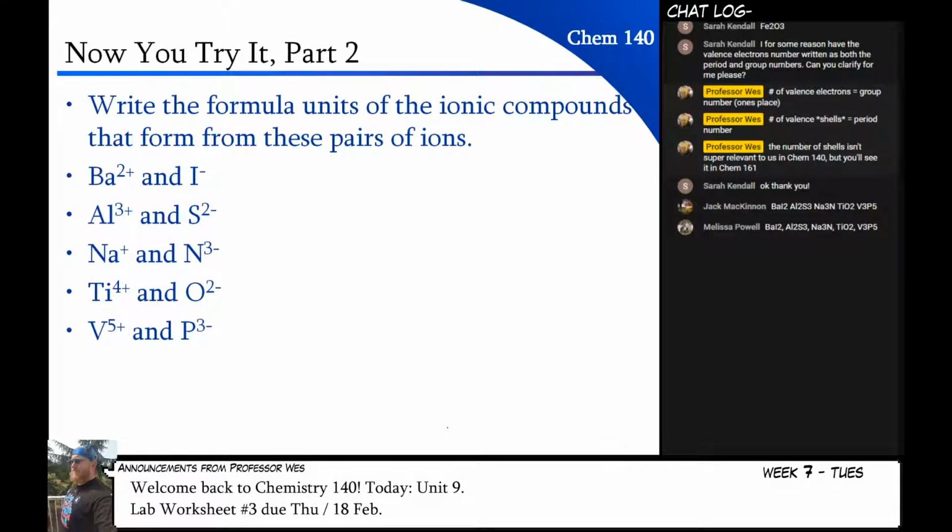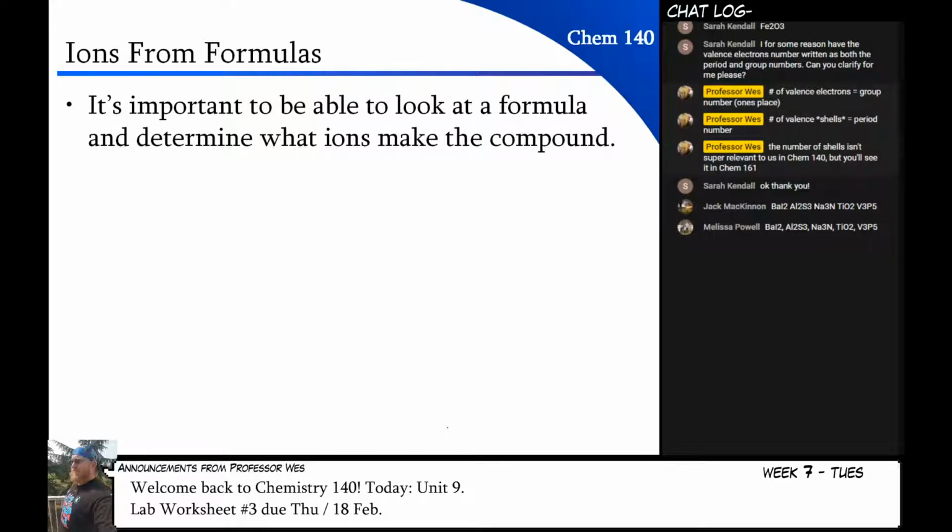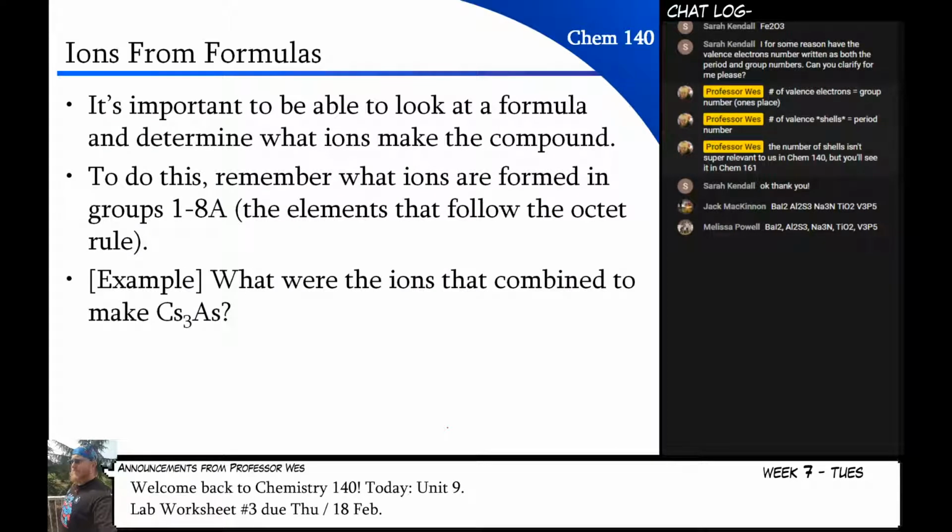Now that we know how to turn ions into a formula, we're going to go the other direction. We're going to take a formula and split it into ions. So let's do that. The first rule that you want to remember is that if you are ever working with elements from groups 1 through 8A, so on the periodic table, this would be groups 1, 2, or 13 through 18, remember that you want the ones digit.